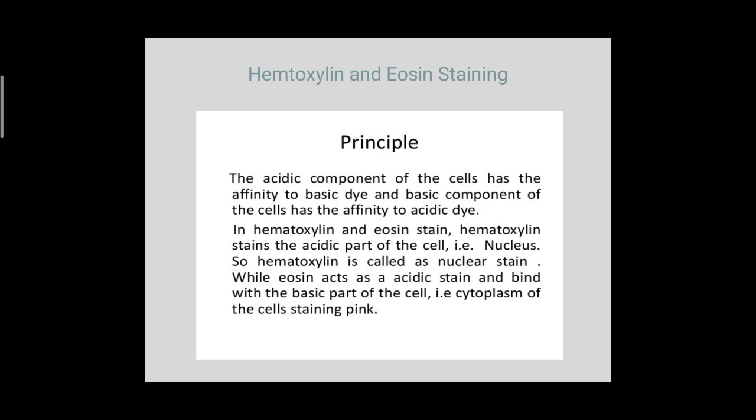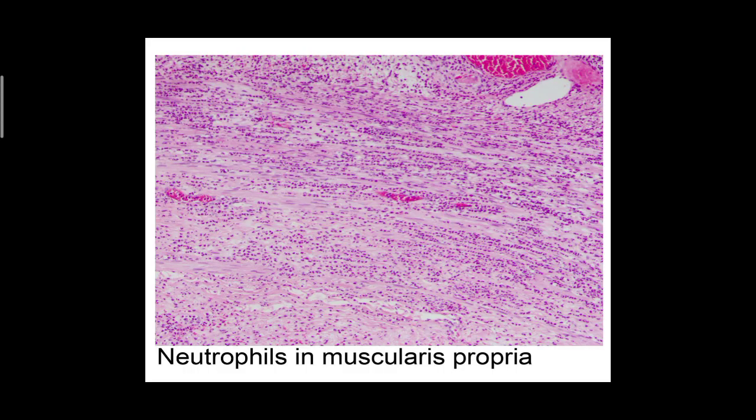This is the principle of hematoxylin and eosin staining. The acidic component of the cell has the affinity to basic dyes, and the basic component of the cell has the affinity to acidic dyes. Just as I mentioned, hematoxylin stains the acidic part of the cell, that is nucleus, giving purplish appearance, and eosin stains the basic part of the cell, that is cytoplasm. Here you can see the purplish stains are basically the neutrophils. This is the slide of acute appendicitis, and all the pinkish part is the cytoplasm, which is basic part and stained with eosin.